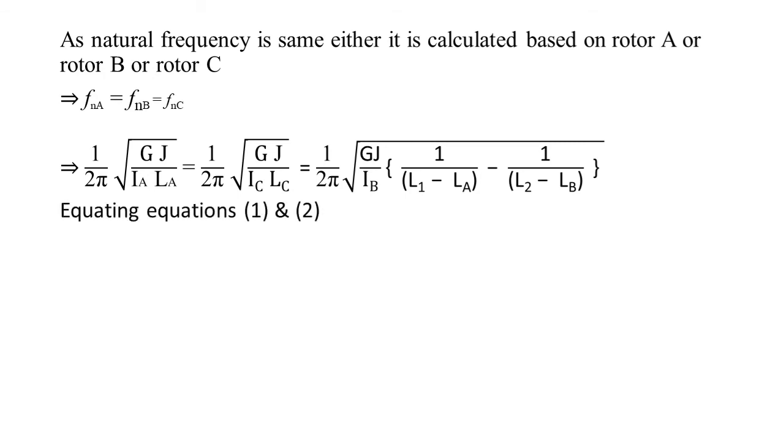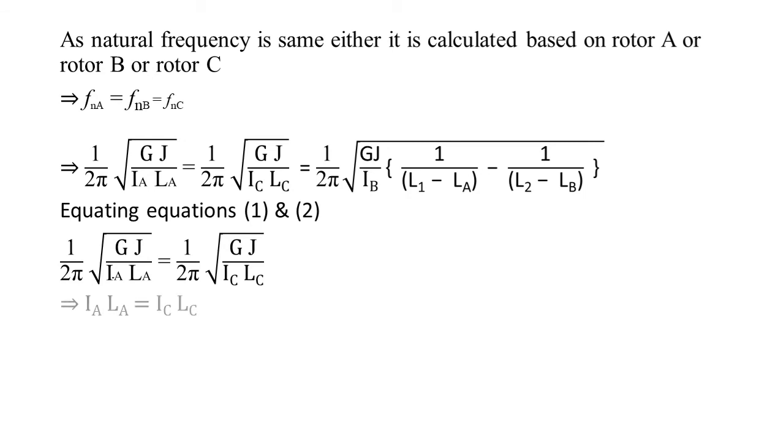By equating equations 1 and 2, 1 by 2 pi root over Gj by Ia La equal to 1 by 2 pi root over Gj by Ic Lc. It implies Ia La equal to Ic Lc. It implies La equal to Ic Lc by Ia. Let us say this is equation 4.